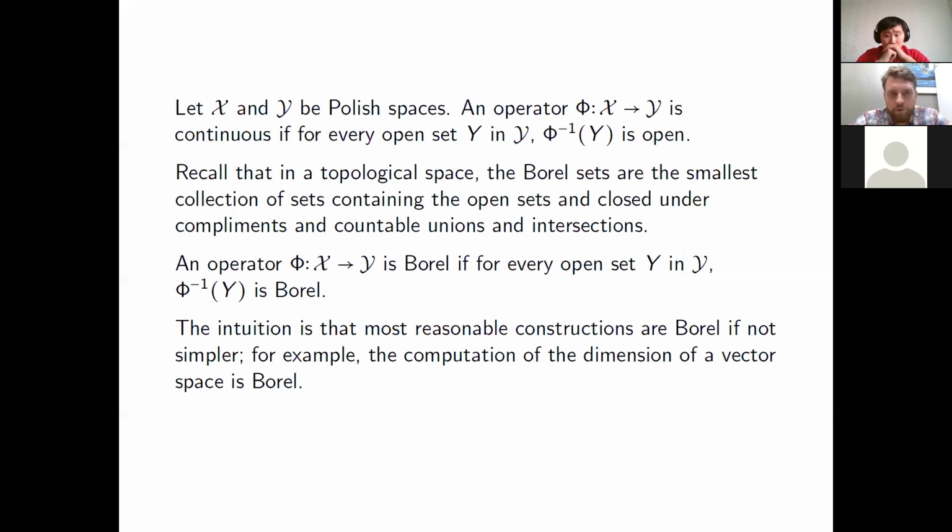If I have two Polish spaces, then I can talk about continuous operators between them, right? So this is just that the inverse image of every open set is open. I can talk about the Borel sets, right? So remember, in a topological space, for the Borel sets, I start with the open sets, I take their complements, so I also get the closed sets. I can take countable unions, and I can take countable intersections. So I build up: I take the open sets, the closed sets, unions of closed sets, intersections of open sets, and unions of intersections of open sets, and so on, and build up this collection of all the Borel sets. And the idea is that the Borel sets are sets that are built up piece by piece, so they're sets that have some kind of structure.